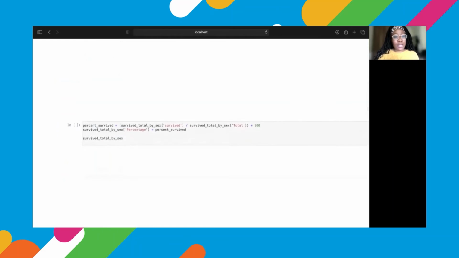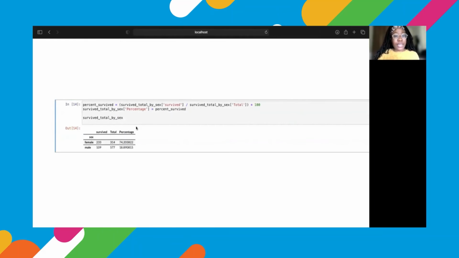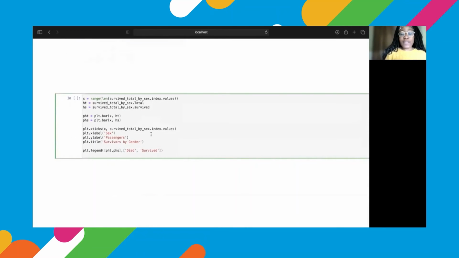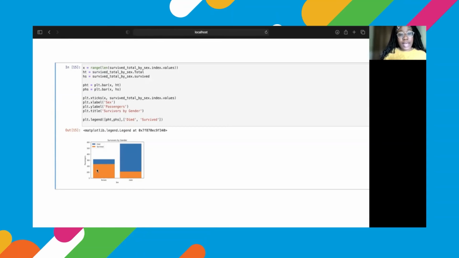Okay, let's find the percentages. So we can see 74% of females were more likely to survive, and then 18% of males were more likely to survive. Again, this is kind of backing up what we know from history and what we've seen from our analysis so far. Now let's visualize. So now we are seeing the proportion of survival for females and males. And we can see that males were more likely to die again, and females were more likely to survive.